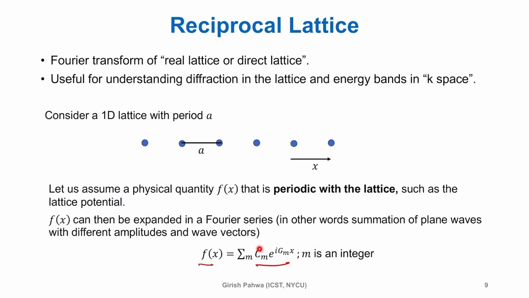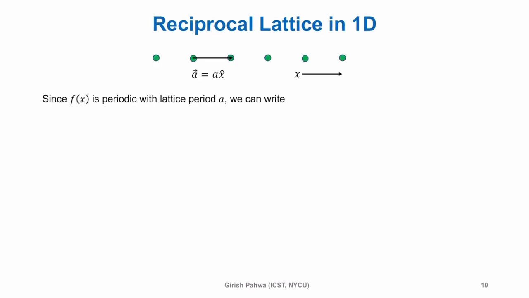Okay. Now, because f of x is a periodic function, what's going to happen? f of x plus a will be equal to f of x. I can write it like this because it repeats after every a. Now let me write the series form of this and equate it to the series form of this, and let's see what happens. Okay, so f of x is equal to the summation of cm into e to the power iota gm x, right?